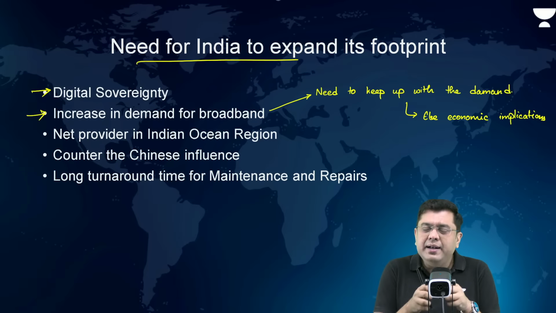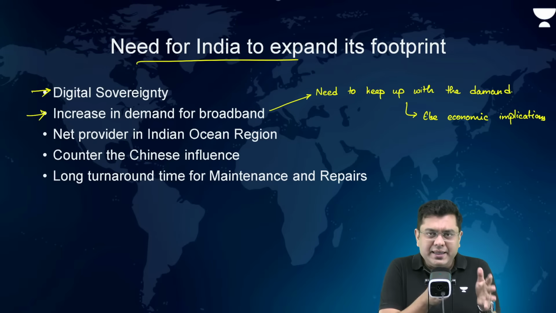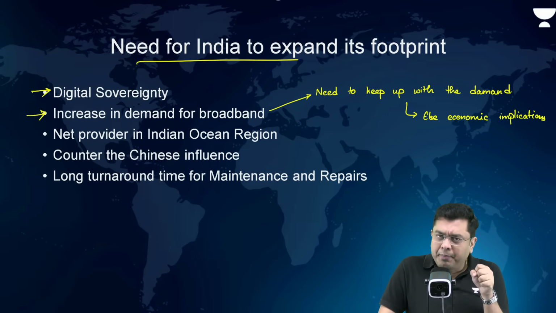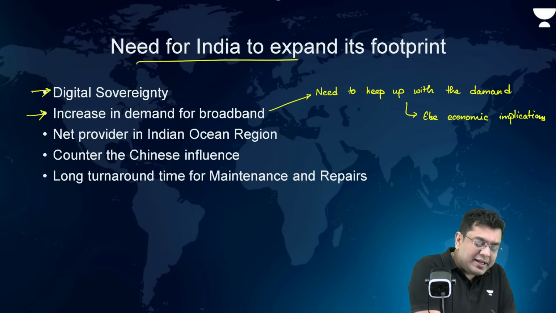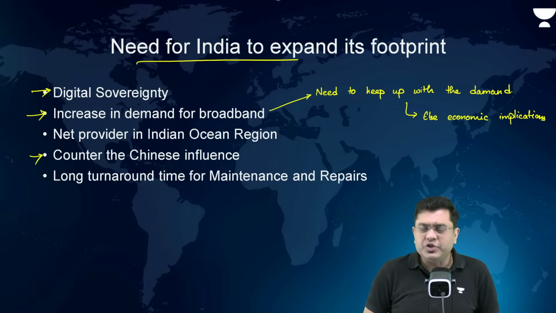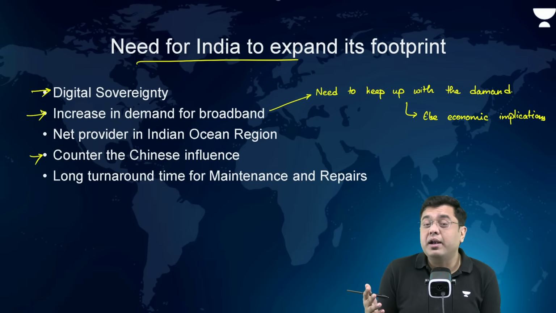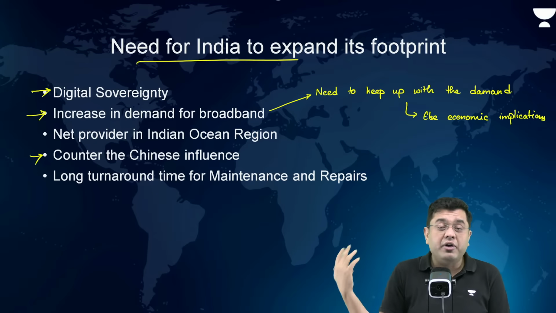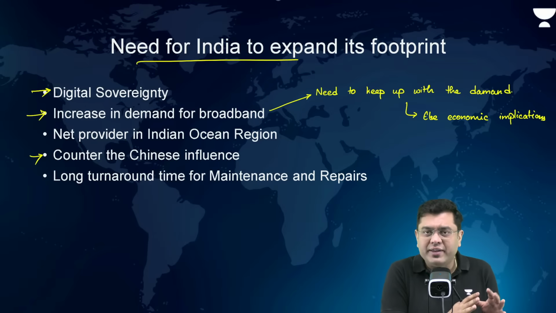Now, thereby, India can be a net provider of information and broadcasting even in the region of the Indian Ocean. That will provide us with a kind of soft power that is very, very important in the 21st century. And it will be a counter to the Chinese influence. The Chinese have been laying these cables fast and at an incredible pace. So when they offer connectivity to countries or regions in our neighborhood, that will always pose a security and a strategic threat to us, both in the short run as well as in the long run.